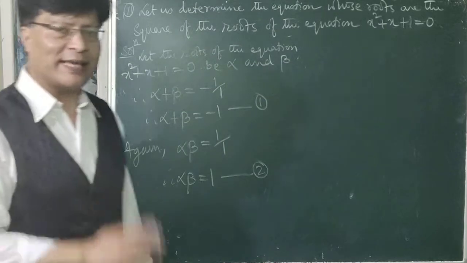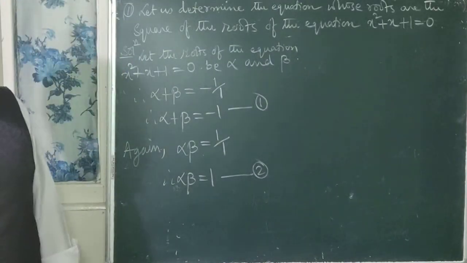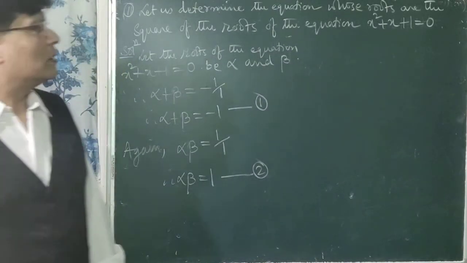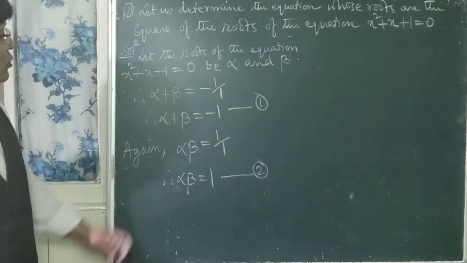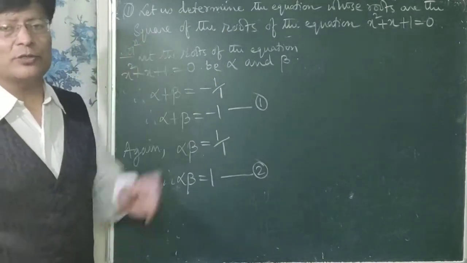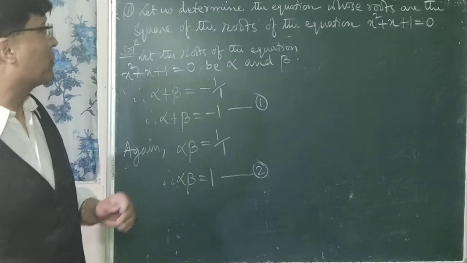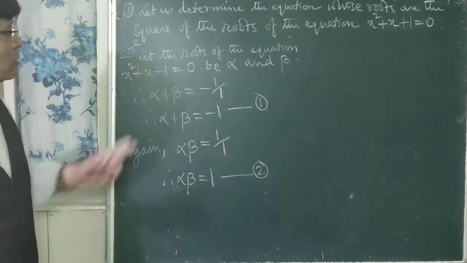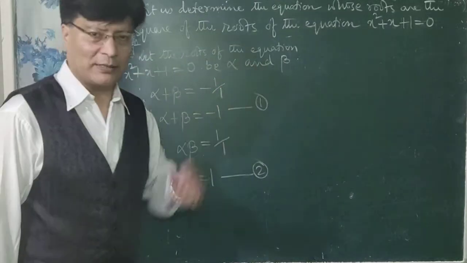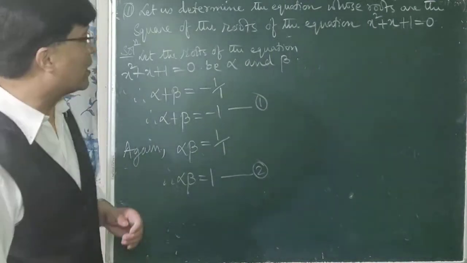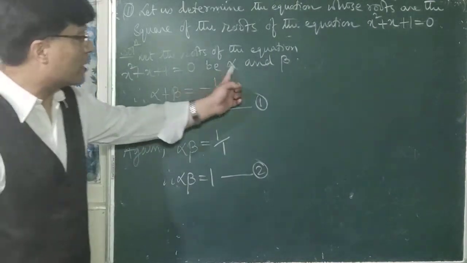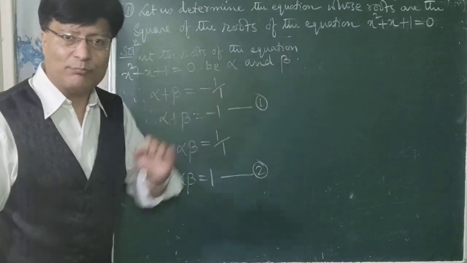Now the question says that you have to find out the equation whose roots are the square of the roots of the given quadratic equation. The given quadratic equation roots we supposed alpha and beta. But what will be the roots of the required quadratic equation? It is square of these two, alpha square as well as beta square.